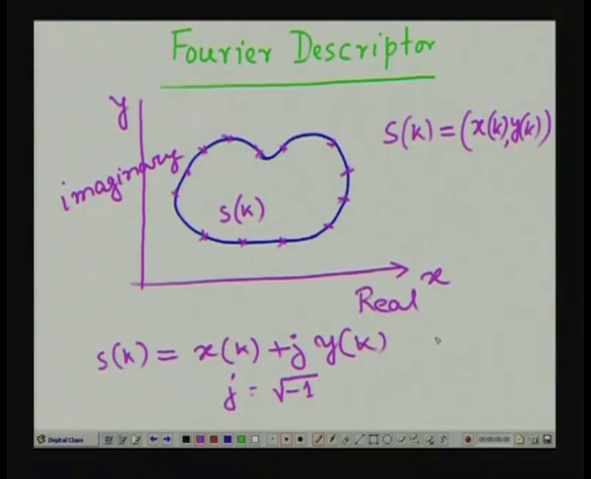If I take the sequence of such boundary points, when we trace the boundary either in the clockwise direction or in the anticlockwise direction, what we get is a sequence of complex numbers sk. Suppose we have a total of capital N points on this boundary. In this particular case, k will vary from 0 to capital N minus 1. So, I have N complex numbers taken in a particular sequence which represents our boundary.